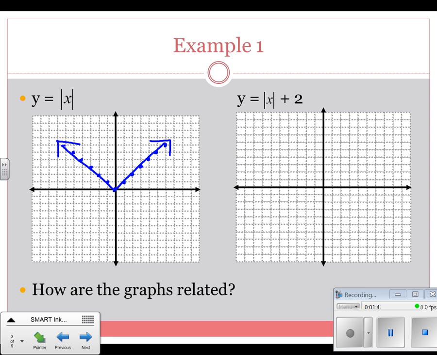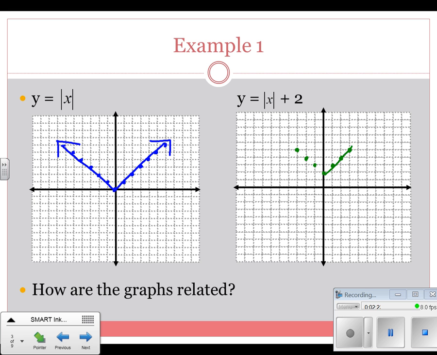Now we're going to look at y equals the absolute value of x plus 2. When we put in 0, absolute value of 0 is 0, plus 2 is 2. Absolute value of 1 plus 2 would be 3. Let me erase that first one there. It's got to go up 2. There we go. Absolute value of 2 plus 2 is 4. Absolute value of 3 plus 2 is 5. Absolute value of negative 1, which is 1, plus 2 gives you 3. Absolute value of negative 2 is 2, plus 2 is 4. Absolute value of negative 3 plus the 2 gives you the 5.